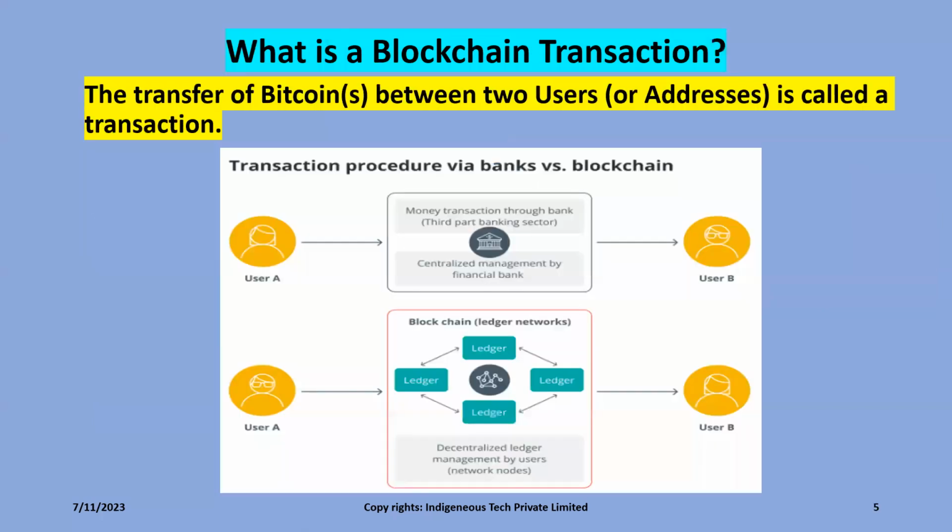Now, what is a blockchain transaction? When you transfer a Bitcoin between two users or two addresses, it is called a transaction. The transfer can take place from person A to person B, or address A to address B, or it may be between a buyer and seller. Suppose a person wants to purchase a TV, let's say in America. The buyer will transfer Bitcoins to the TV shop owner or the TV firm which is selling the TV. So that is called a transaction in Bitcoin.